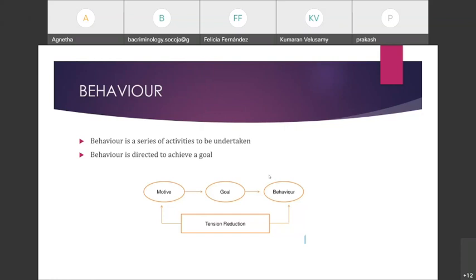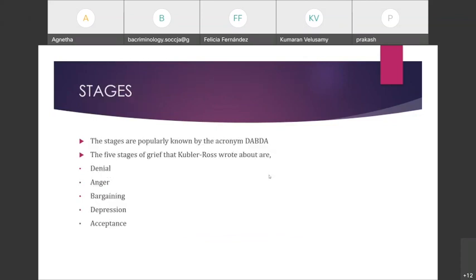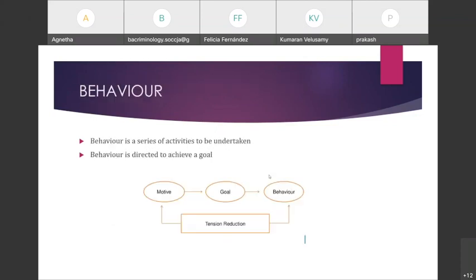So that is how it basically goes. It is a circle which happens when you have tension, you have a motive, you have a goal, you have changed behavior. Your behavior is going to change, it's going to reduce your tension, another motive is going to come, another goal is going to come. So it is a cycle which every single person goes through. Okay, so that is basically how that plays an important role in this. I hope that is clear. If you have any questions, please let me know.